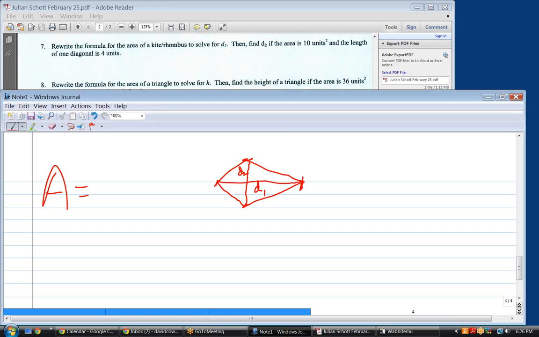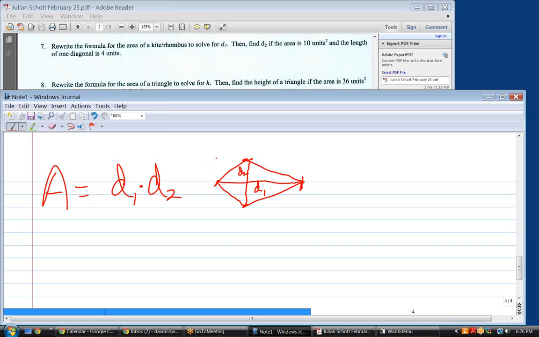What would you guess? They've only given you 2 measurements, a D1 and a D2. Maybe D1 plus D2. It's D1 times D2, but is it this or is it this divided by 2? It's divided by 2. Yeah. Why?